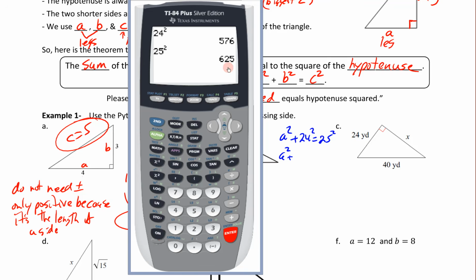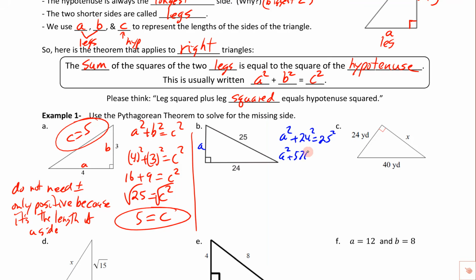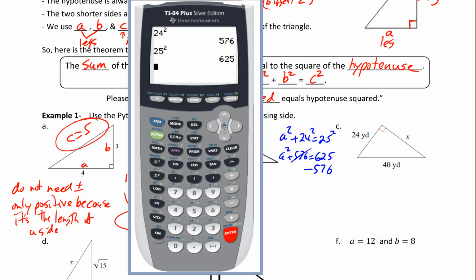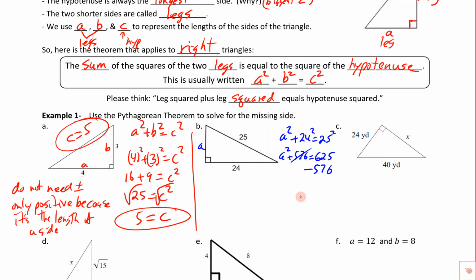So I get 576 and 625. We're going to subtract 576, bring up the calculator here. Let's see what we get. I'm just going to hit minus because it's going to know that we're using that last number as the answer. Minus 576. Hit enter and we get 49. So this is good news. a squared equals 49. We're going to take the square root of both sides. This is one that we recognize, so this is a 7 and we're all done. So a equals 7 on that particular one.